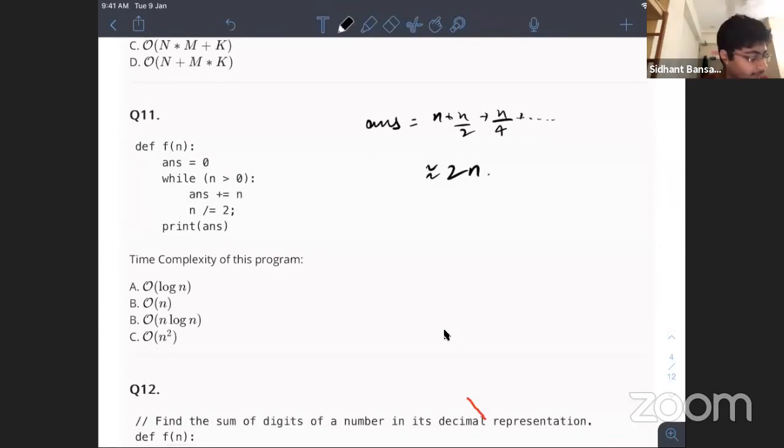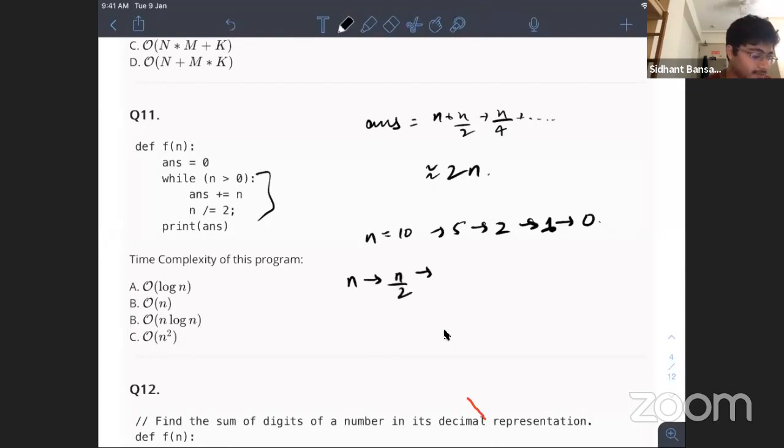The number of iterations this code takes is basically how many times you can keep on dividing n till it hits 0. If you start with n equal 10, you can divide it once, 5. Again, 2. Again, 1. Again, 0. And then it'll terminate. So how it comes out to be log n, you don't have to memorize this. After the first iteration, it becomes n by 2. After the second iteration, it becomes n by 2 square.